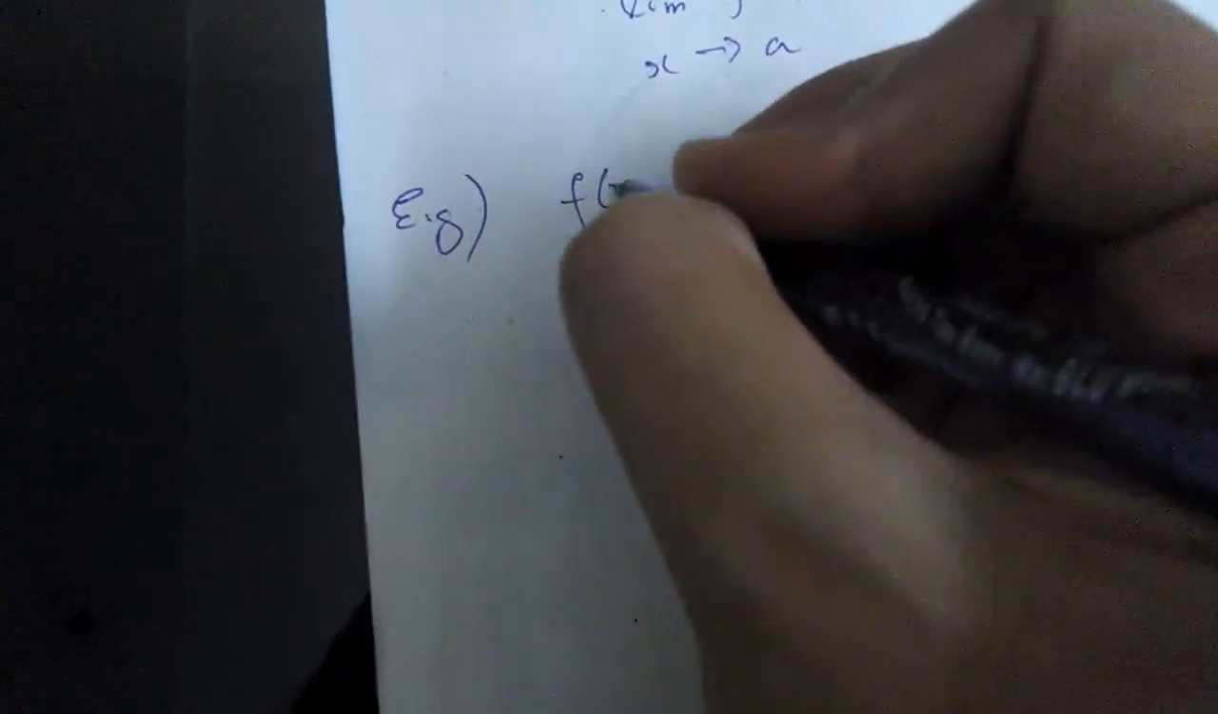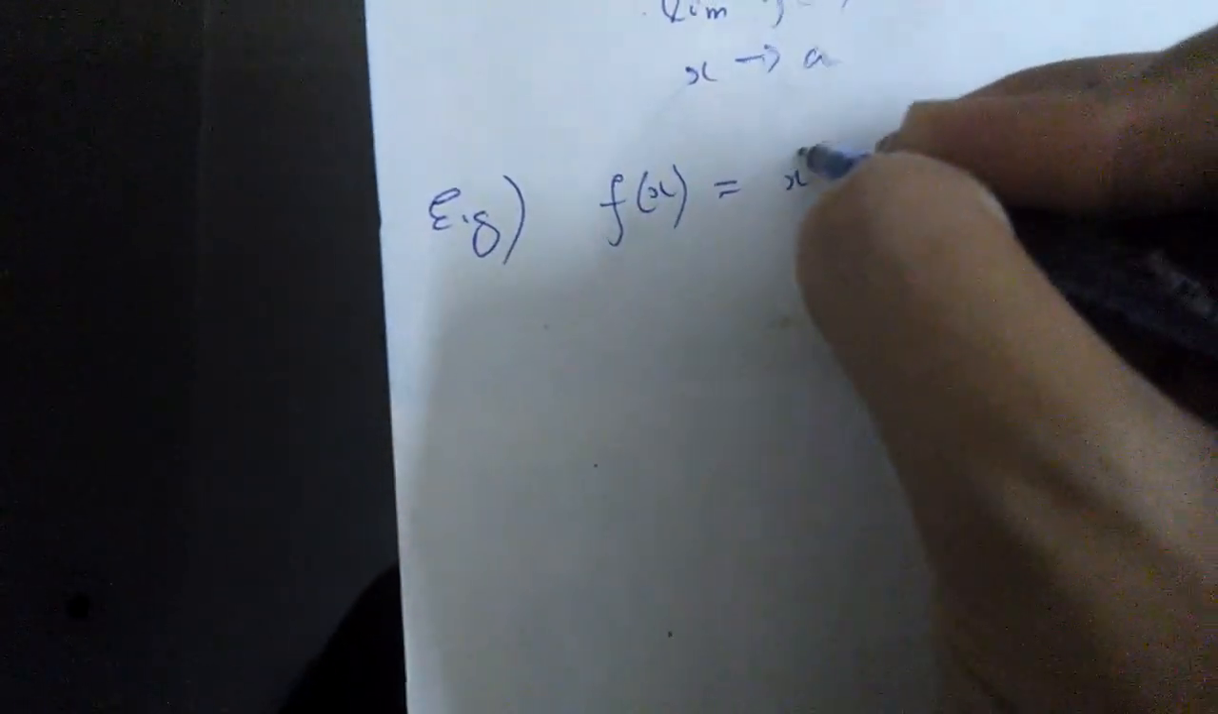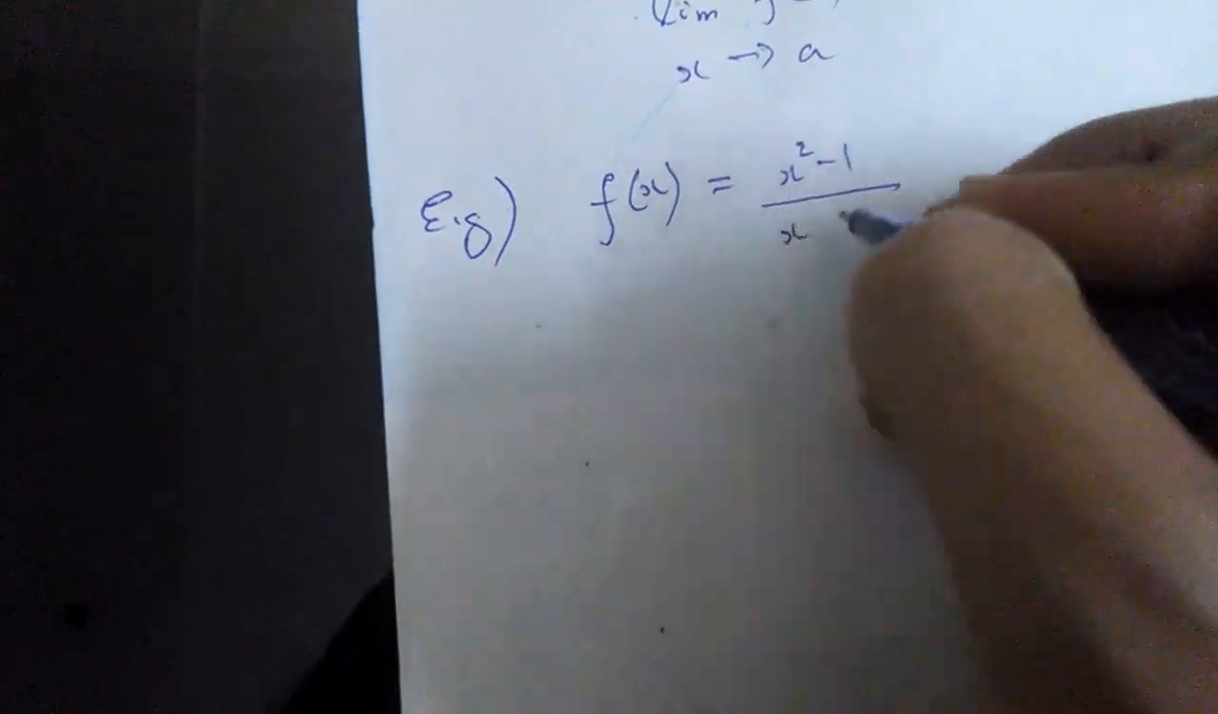So if I just pick up a very easygoing example, f of x is equal to x squared minus 1 upon x minus 1.